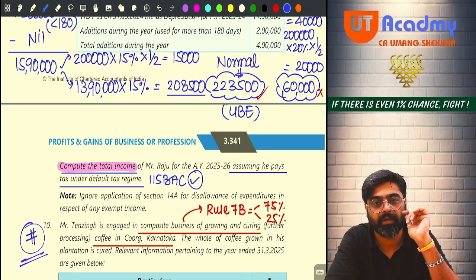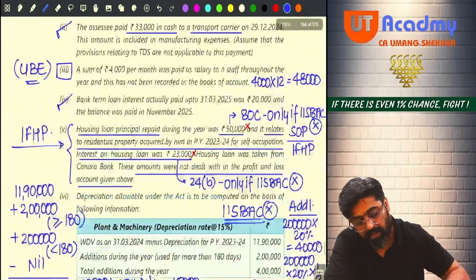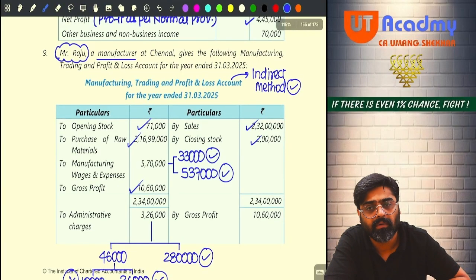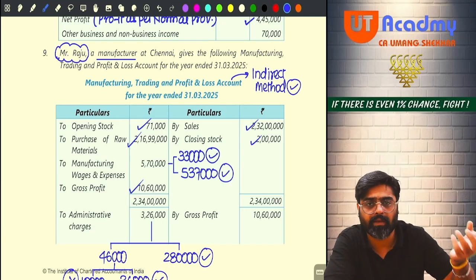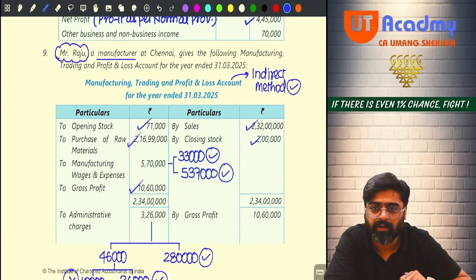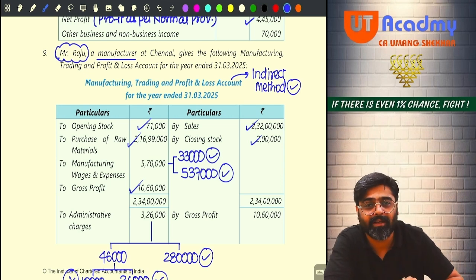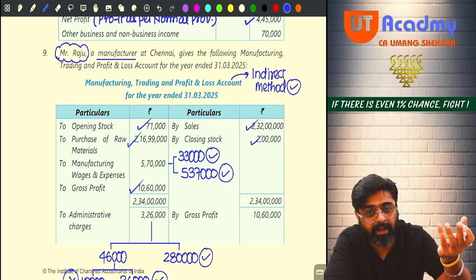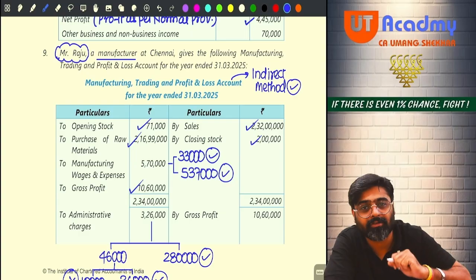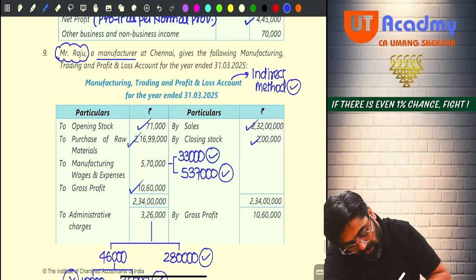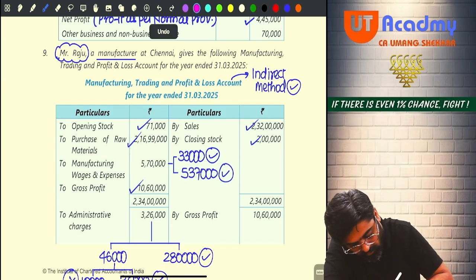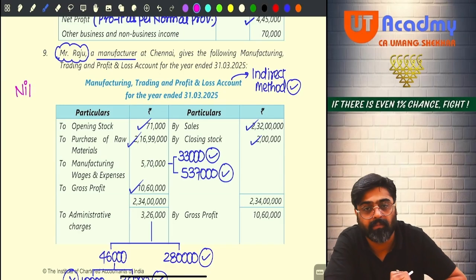So first what will you calculate? Salary. Tell me, Raju is a manufacturer. Is he earning any salary income? If the details were there, we would have actually read those details. So in the question, there is no detail given that Raju is earning any salary income. So under 5 heads, Raju will not show any income under the salary head because he is not earning any salary income. So salary income for Raju will be nil. Nil is the first head income.